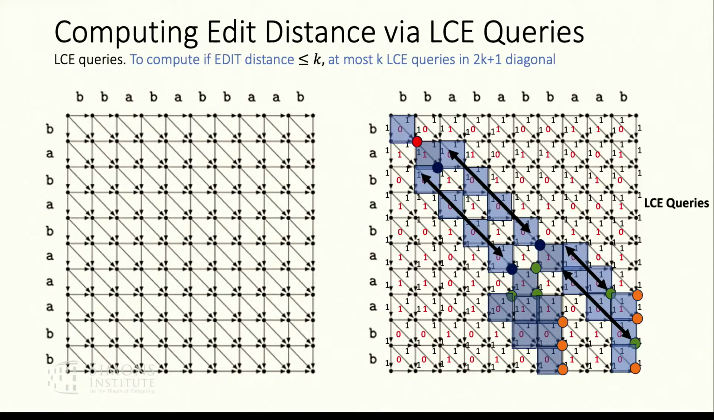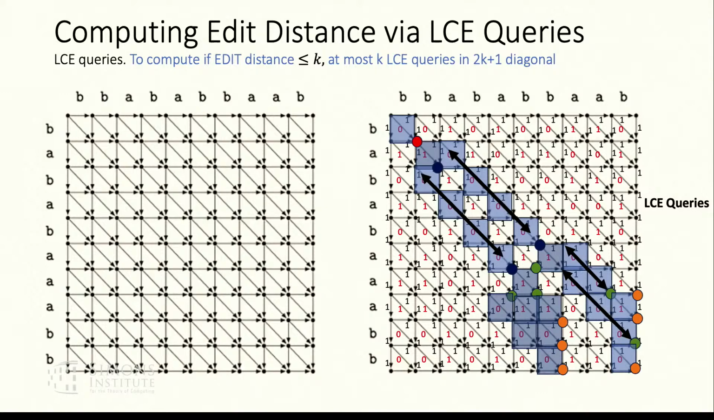And between these points, what do you have? You have a matching substring, all 0 cost. These are called LCE queries, or longest common extensions. So this is the part where you have exact matching. A matches with A. So these are your longest common extensions.